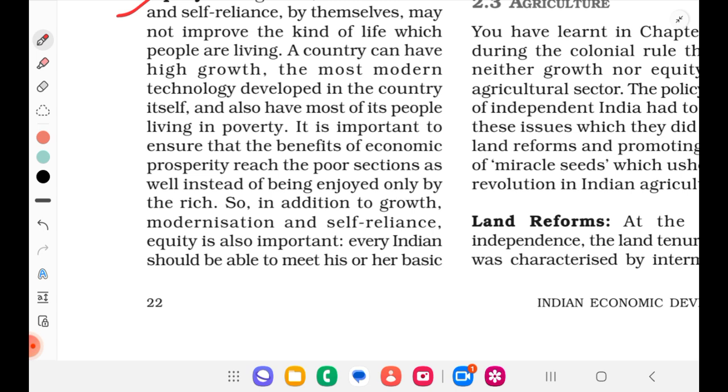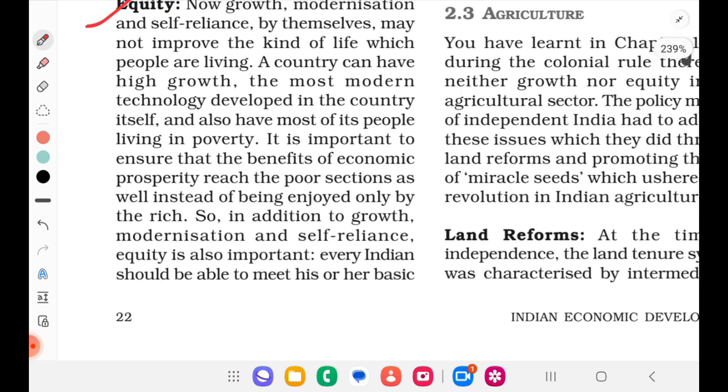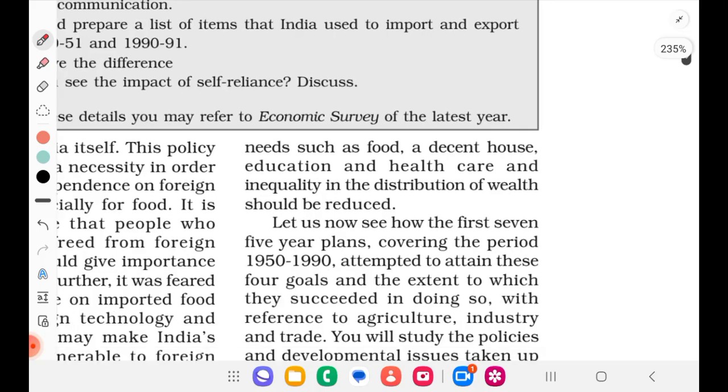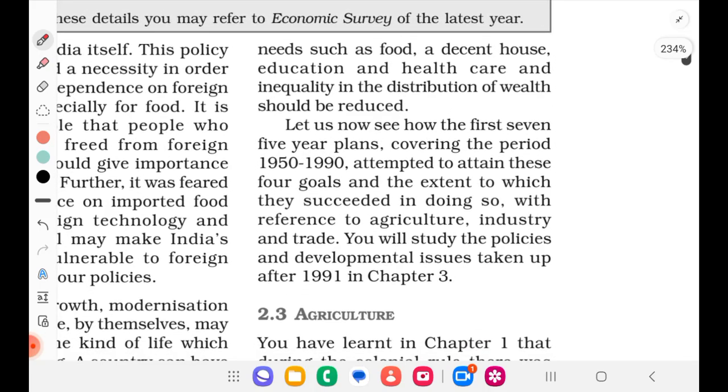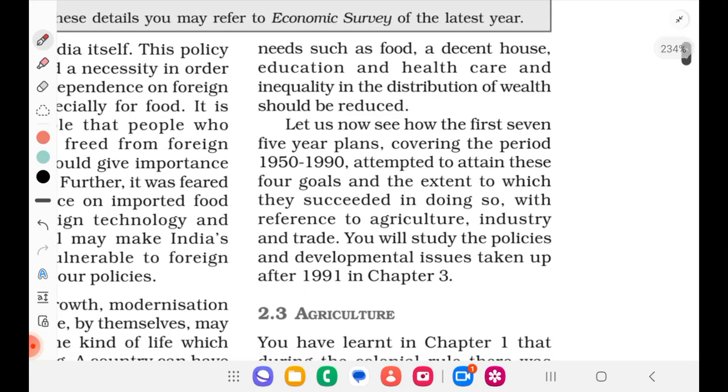So, in addition to growth, modernization and self-reliance, equity is also important. Every Indian should be able to meet his or her basic needs such as food, a decent house, education and health care, and inequality in the distribution of wealth should be reduced.